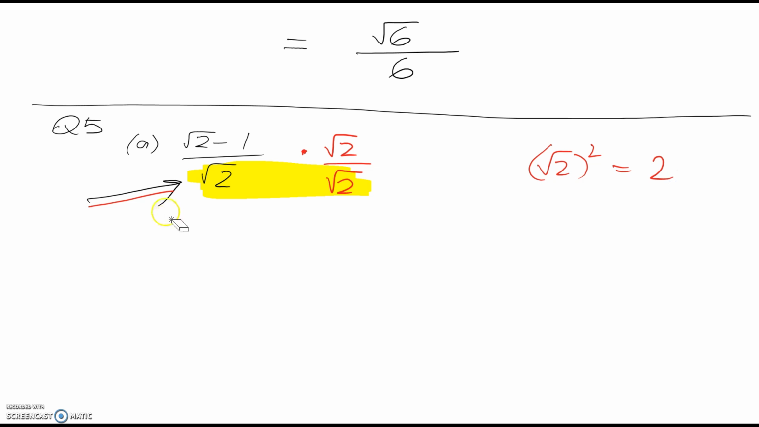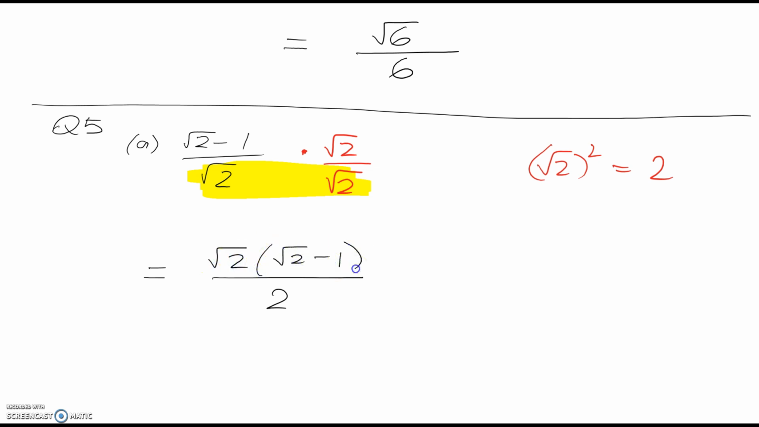So once I've done that, I go ahead and multiply. So the root 2 times root 2 in the bottom is 2. And on the top, I've just got root 2 outside of root 2 minus 1. I could leave it like that, or I could then go ahead and expand the top.